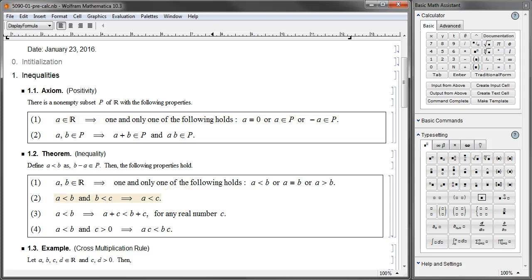Let us just move into the second property here. This is called the transitivity. A is less than B and B is less than C, then A is less than C.